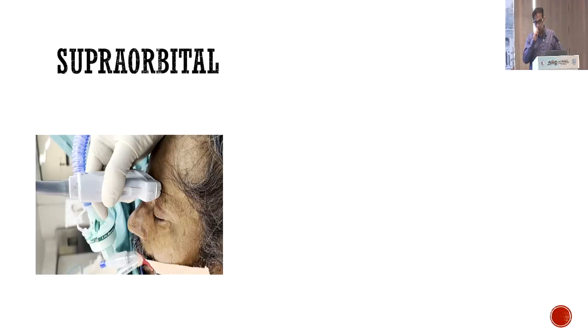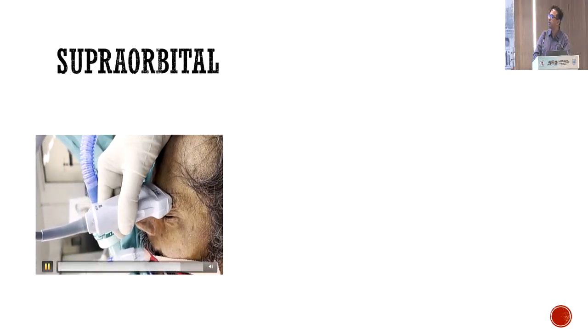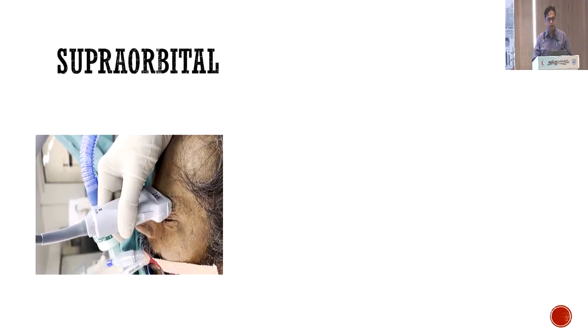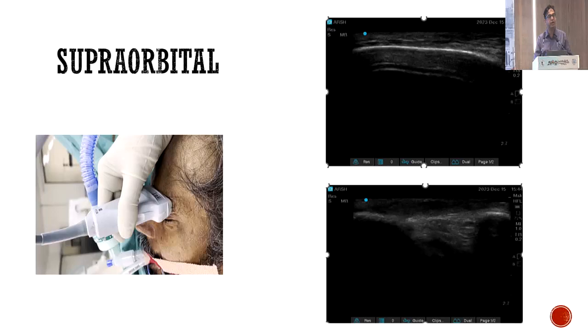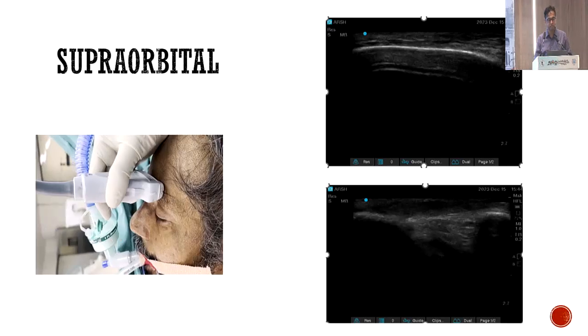So coming on to the first, supraorbital nerve. Here we are keeping the probe on the forehead of the patient and going toward the supraorbital ridge. So what are we going to see? We are going to see a continuous white hyperechoic line, and when there will be a breach in the continuity of the hyperechoic line, that means this should be our supraorbital foramen.